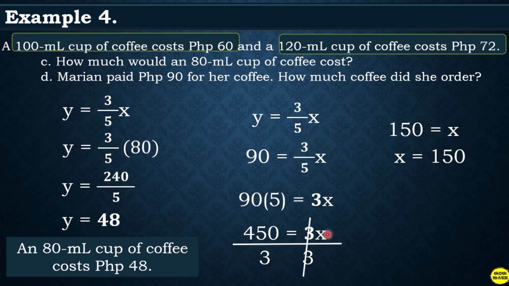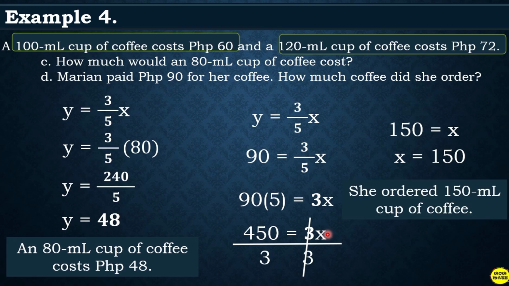So therefore, kung ang binayaran ni Marian ay 90 pesos, therefore, ang in-order niya na kape is 150 ml cup of coffee. So, Marian ordered 150 ml cup of coffee.